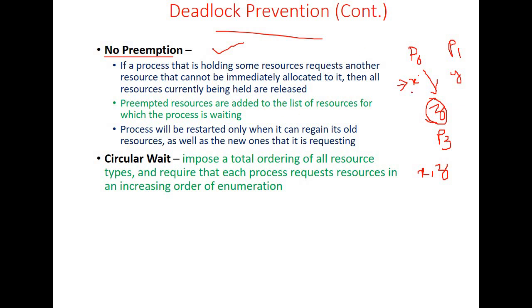So when P0 releases this X, then X will be allocated to some process that is waiting for X. Then P0 will start its execution only when P0 gets both X and Z available. That is about no preemption. No preemption condition relaxation. What is the general no preemption condition? No preemption says that no process is forcibly terminated.